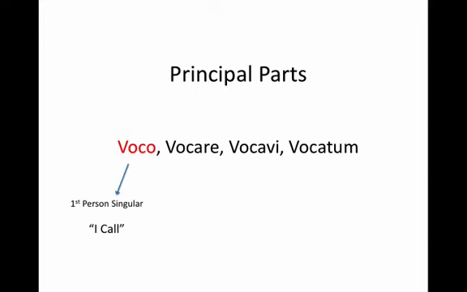Now voco, the first principal part, tells you one thing and one thing alone. It tells you the first person singular in the present. It tells you I call. Then we move to the second principal part, which is more important. This is called the infinitive. And we're going to use this infinitive to form our verb.